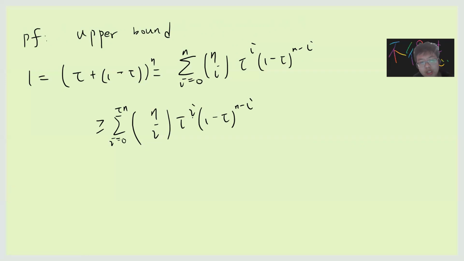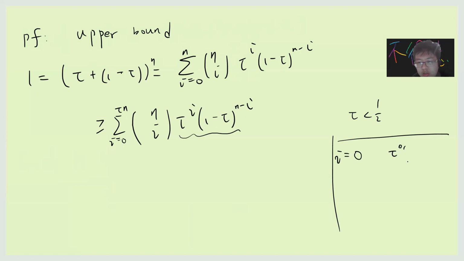Okay, so the interesting thing is that for the sum over i from 0 to tau n, tau is less than half. So you can see the largest term in this is the i equals 0 term. When i equals 0, you get tau^0 (1 minus tau)^n. When i equals 1, you get tau (1 minus tau)^(n minus 1). When i equals 2, you get tau squared (1 minus tau)^(n minus 2).